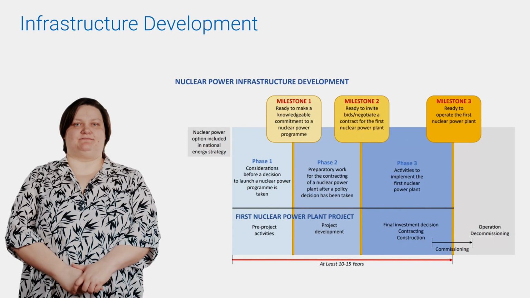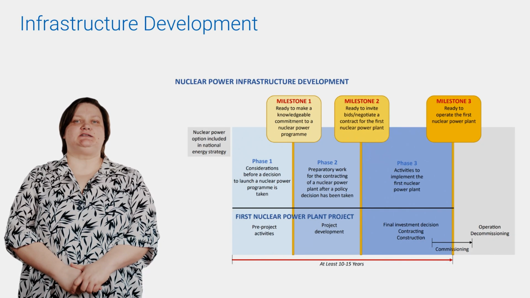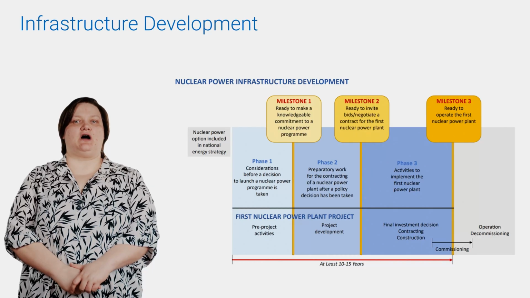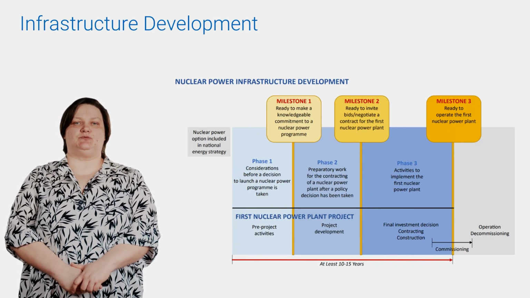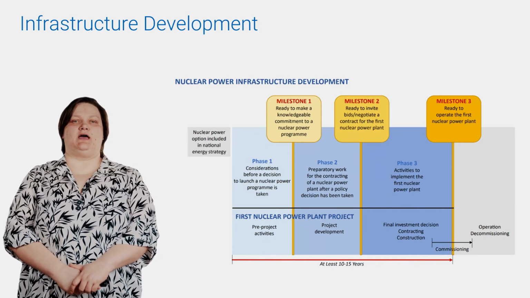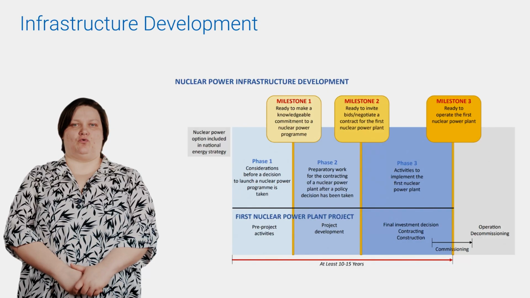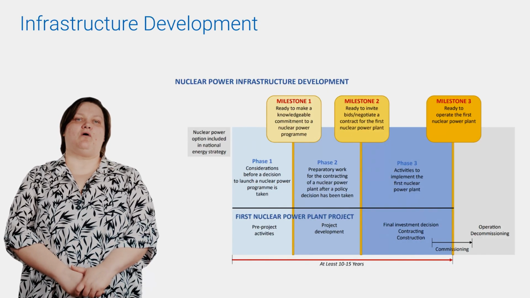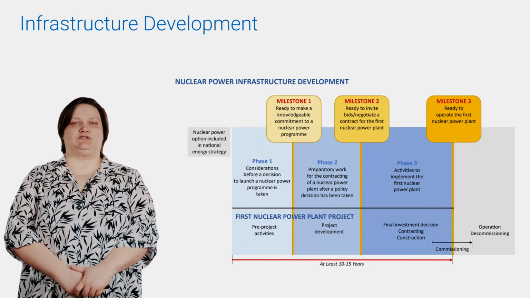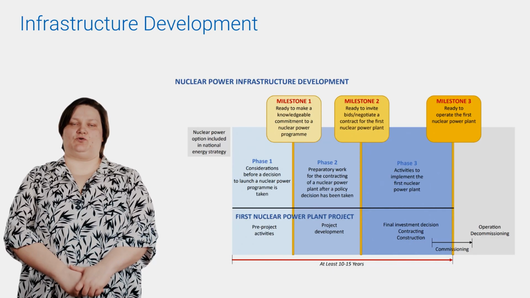The term infrastructure milestone is used to identify the point at which all the activities required in that phase of development have been successfully completed. These milestones are as follows. Milestone 1. Ready to make a knowledgeable commitment to a nuclear power program. Milestone 2. Ready to invite bids or negotiate a contract for the first NPP. Milestone 3. Ready to operate the first NPP.